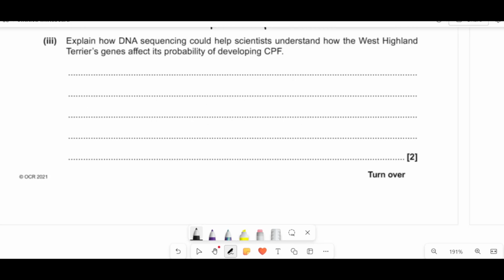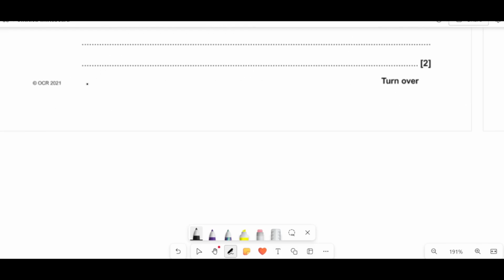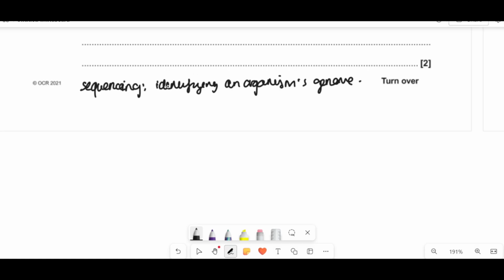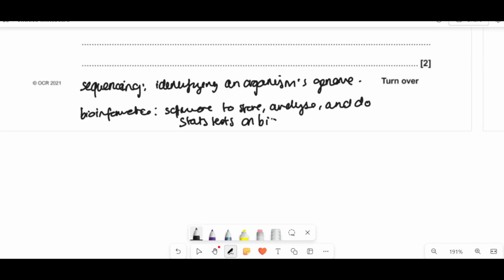There you go. Explain how DNA sequencing can help scientists understand how the West Highland Terrier's genes affect its probability of developing CPF. So we can use a mixture of this and bioinformatics, because DNA sequencing is all about identifying an organism's genome, the entire thing from every single base. We can get a lot of different sequences from these, and then we can use bioinformatics. Bioinformatics is where you're using software to store, analyze, and do statistical tests on biological data.